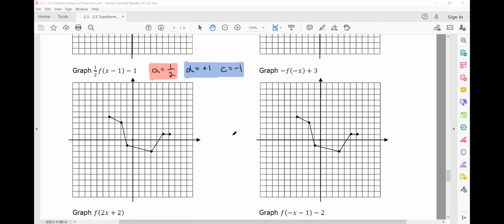Mr. Kim, should we do all the transformations separately or all in one? I am going to separate. I would recommend that you separate the vertical stretch and compression. And then the left, right, up, down, I think you can do it all at once, so don't worry about doing every single one. I am going to do the red and then the blue separately. I'm going to do the A first, and then I'm going to do D and C together.